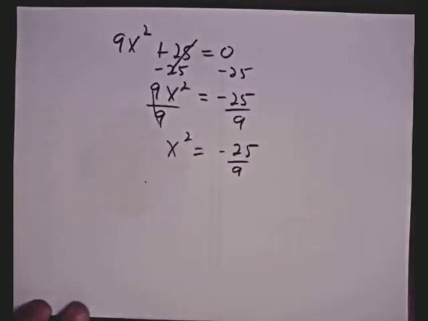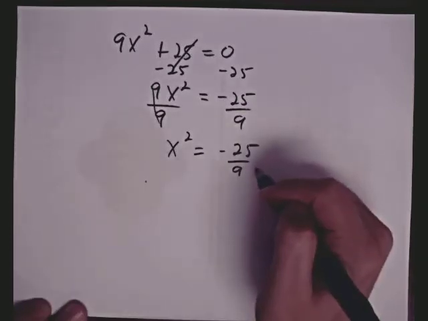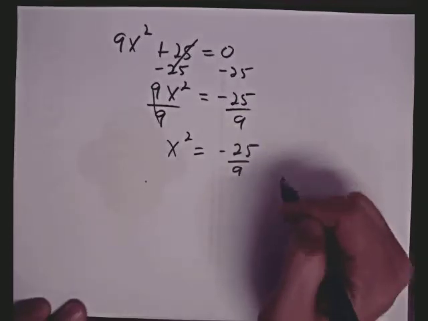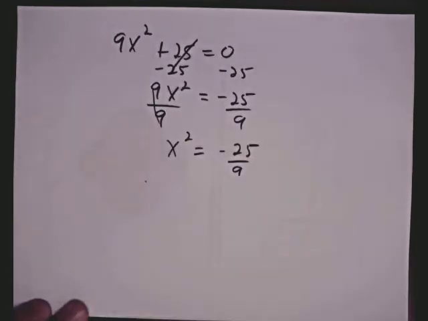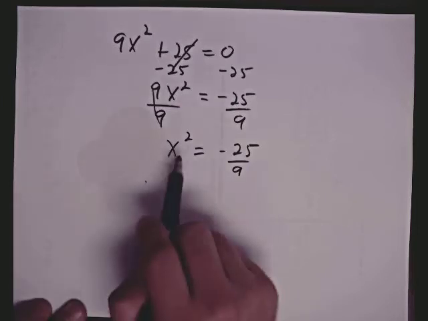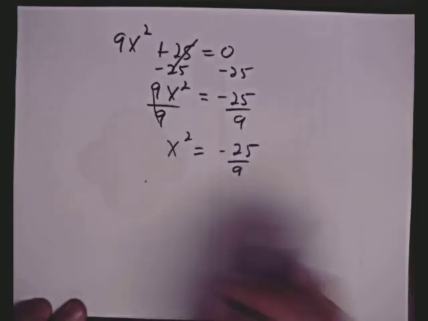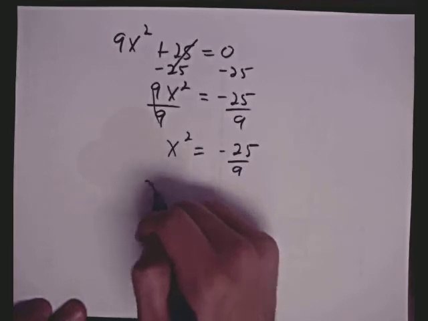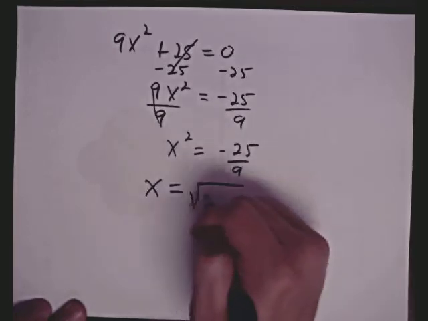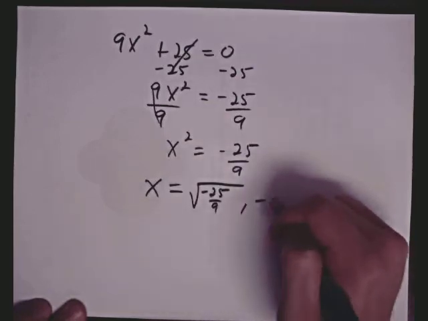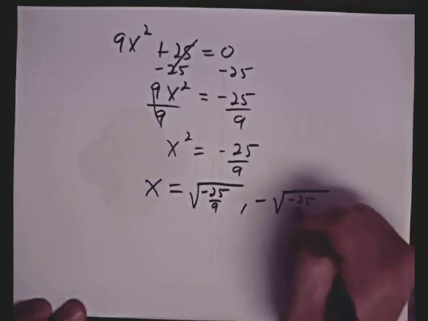Okay, 9 does not divide into 25, and the only factor of 9 is 3, and that does not divide into 25. Or use your calculator; you'll see this fraction does not simplify. So our last step here, x squared equals negative 25 ninths. The square root property tells me then that x would equal the square root of negative 25 ninths and negative square root of negative 25 ninths.